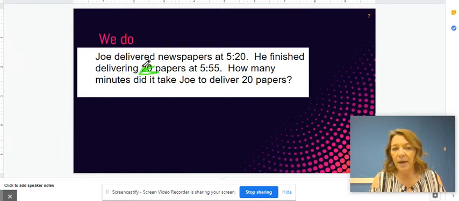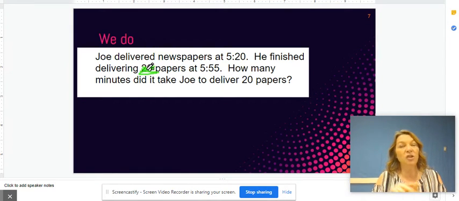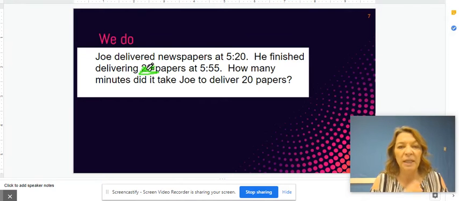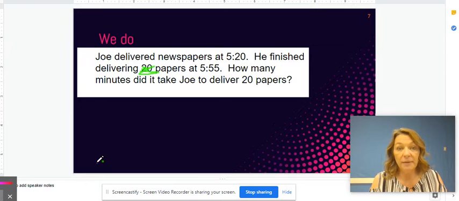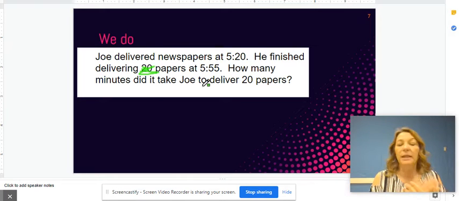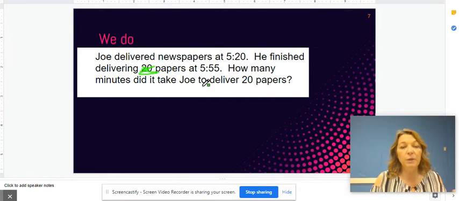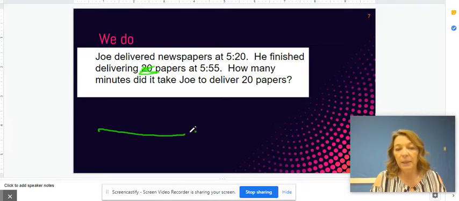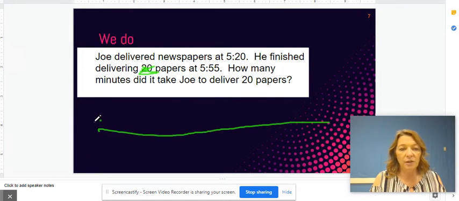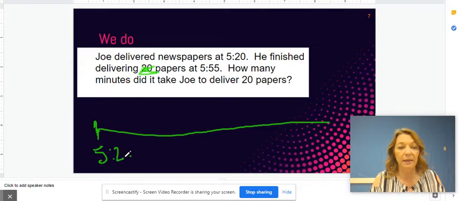They're talking about amount of papers, and they're trying to get you to think that that 20 has to do with some kind of information that you need. Don't let them trick you. Get rid of that 20. It's just talking about papers. So really, when we're looking at this, we need a number line that starts at what time? 5:20. Absolutely right. Make sure that you have your paper and pencil out and you're doing the same thing.